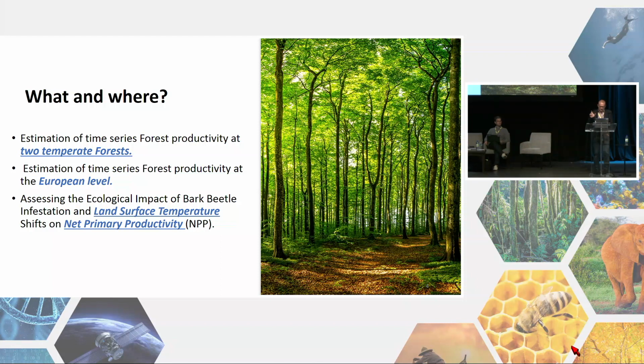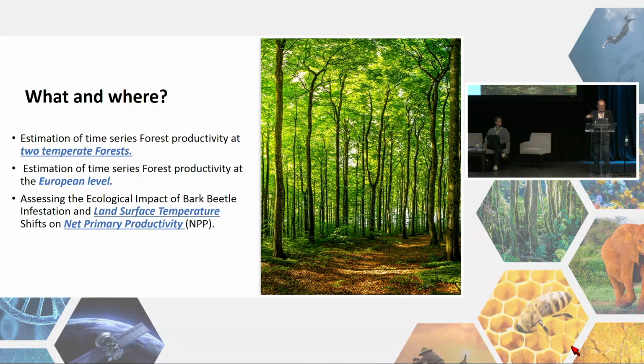So the study estimated the change of forest productivity in time and space, and at two levels. They worked in two temperate forests in Sweden and in Bavaria, which were used as sort of pilot sites, and then this was scaled up at a coarser resolution at European scale. So in particular, the project, as I said, analyzed some drivers of changes. One is the impact of the bark beetle infestation, and the other one is the impact of climate change through the increasing land surface temperatures and the impact on the dynamic of forest productivity.